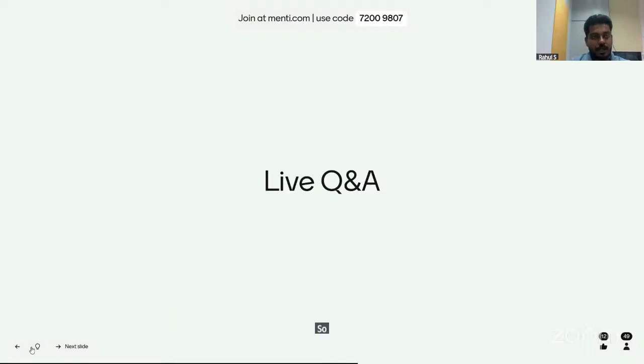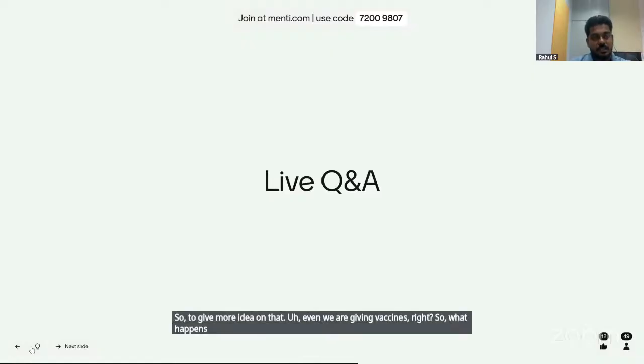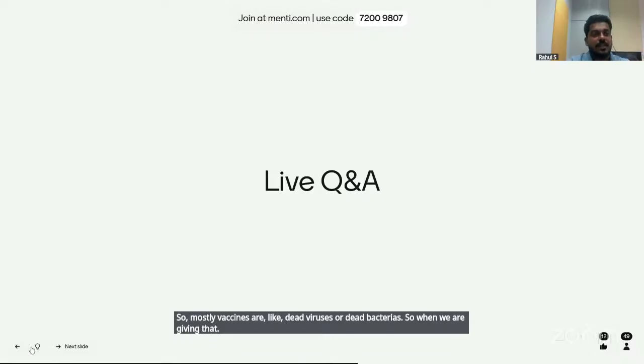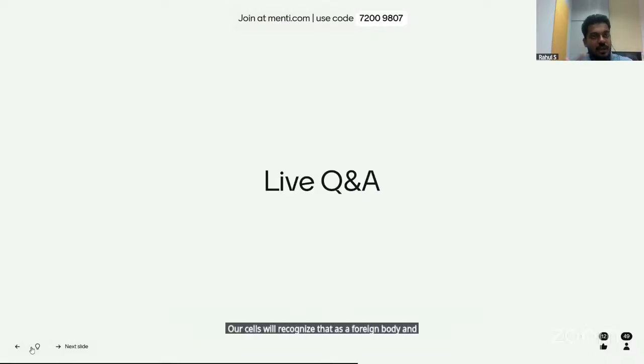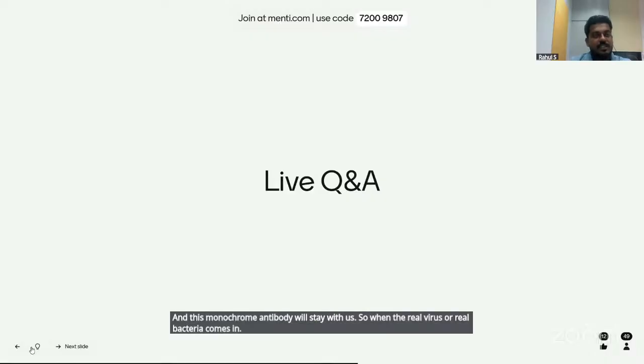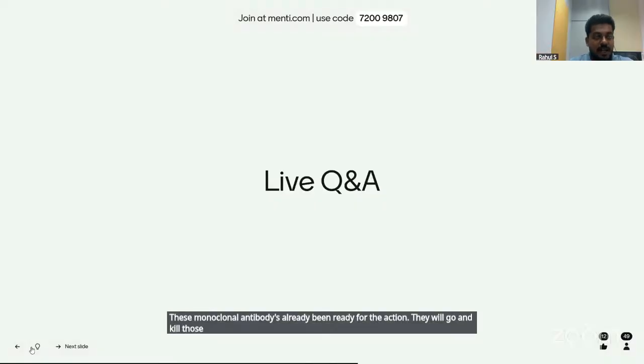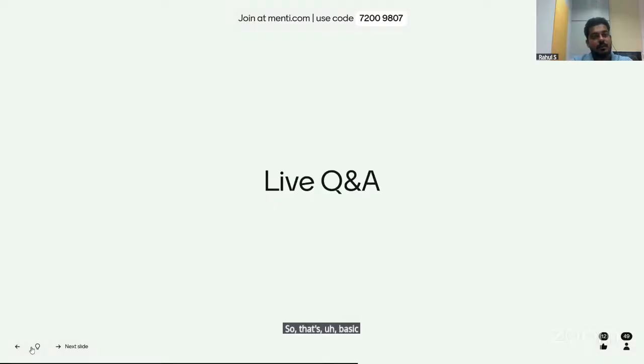To give more idea on that, even when we give vaccines, what happens? Mostly vaccines are dead viruses or dead bacteria. When we give that, our cells recognize it as a foreign body and start producing monoclonal antibodies for it, and these antibodies stay with us. So when the real virus or bacteria comes in, the monoclonal antibodies are already ready for action. They will go and attack that bacteria or virus. So that's the basic idea of monoclonal antibody.